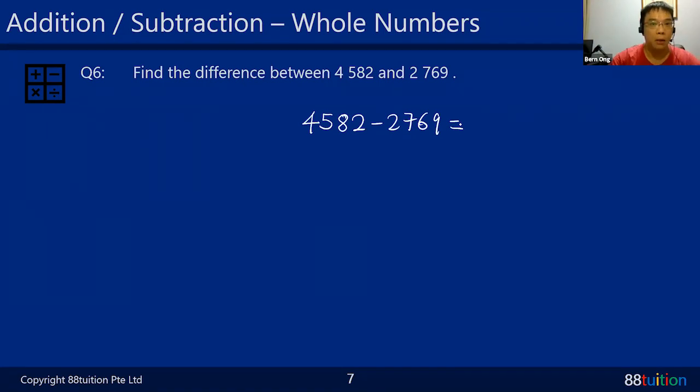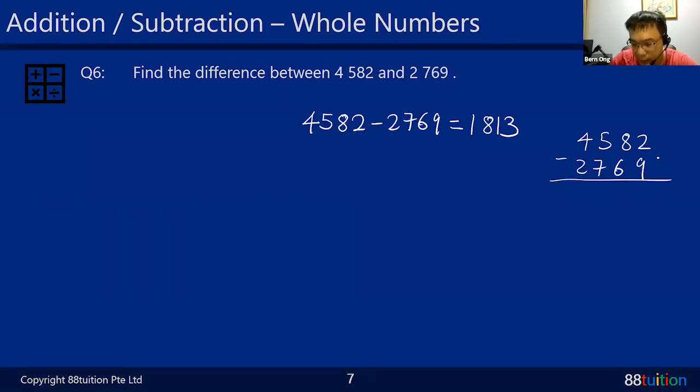All right, wow, wow, wow. Hi Wayne, so fast. 1813. Yes, Xiaoling 1813, Victoria, Yuqing 1813, Brandon 1813. Yes, I trust you, it is 1813. So very fast, everybody. So 4,582 minus 2,769.